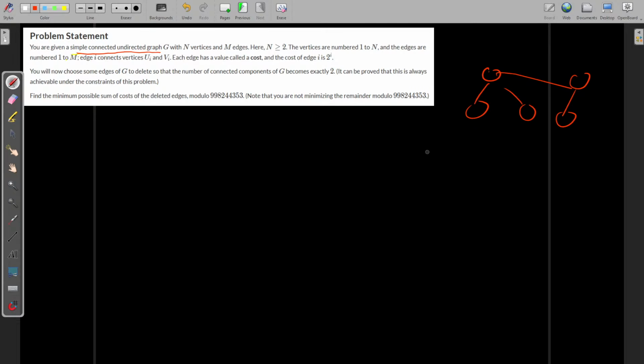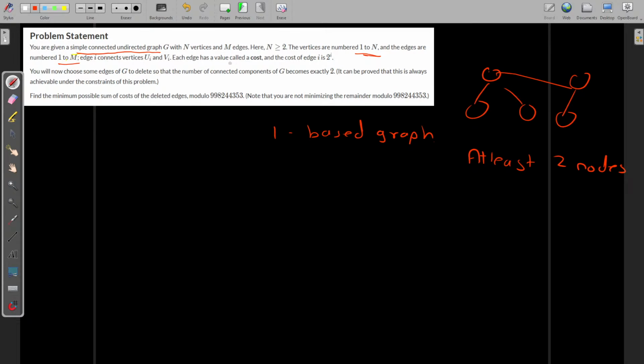There are n vertices, m edges, a standard setup, and there are at least two nodes. And the edges are numbered from 1 to m, and the vertices are numbered from 1 to n. It is a one-based graph. The edges are also one-based. Edge i connects the vertex ui and vi.